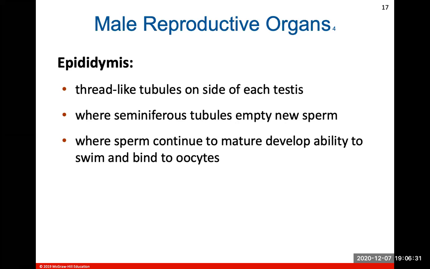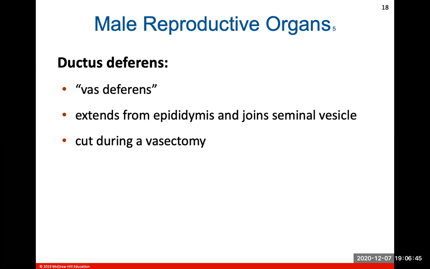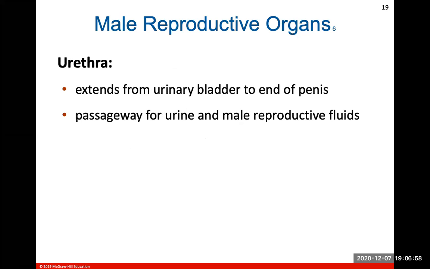The epididymis is the thread-like tubules on each side of the testes. This is where your seminiferous tubules will empty the new sperm, and the new sperm will continue to mature and develop the ability to swim and bind to oocytes in the epididymis. The ductus deferens, also known as the vas deferens, will extend from the epididymis to join the seminal vesicle that sits kind of behind the bladder. This is what is cut during a vasectomy.